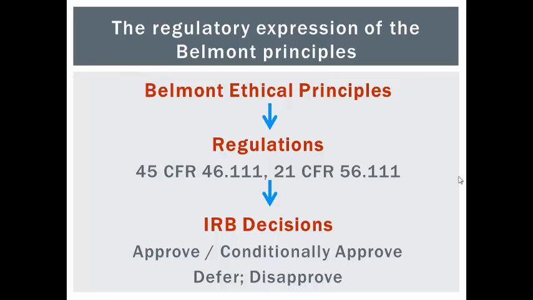So the principles give rise to the regulations at 45 CFR 46.111, that's the HHS or OHRP regs, and 21 CFR 56, the FDA regs. And then those give rise to the IRB decisions. We decide to either approve or conditionally approve based on the criteria, or defer or disapprove based on those criteria.